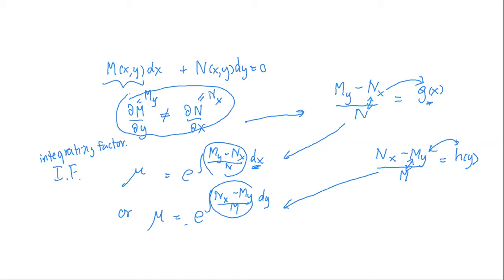It's confusing. After we get mu, we multiply the original non-exact equation by mu, every single term. After that, you should get the exact equation to find the solution for.